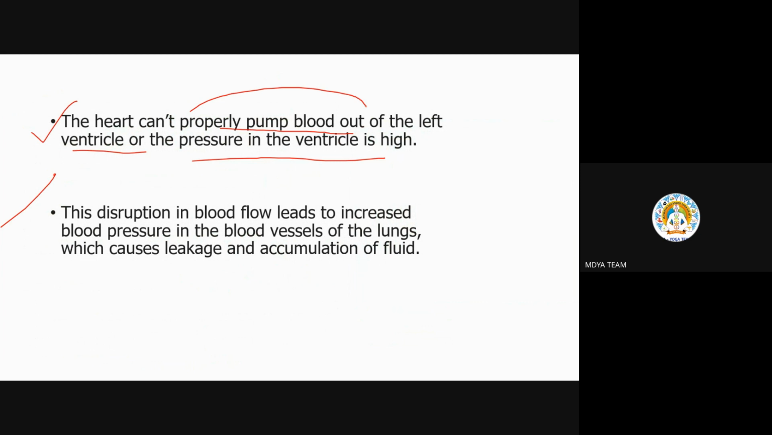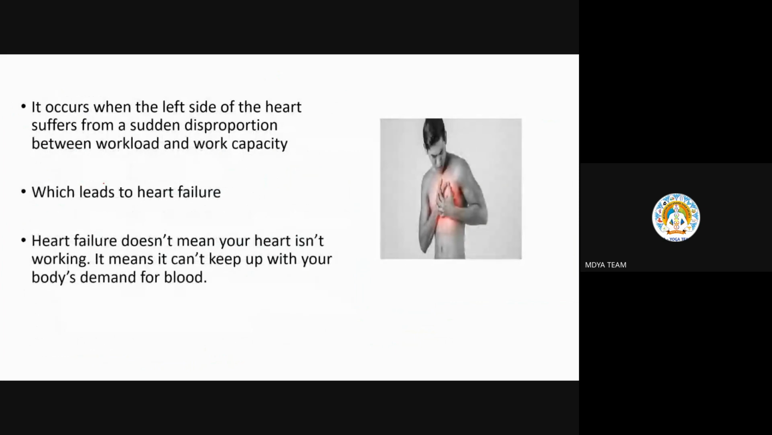Exact words are like this, they want to explain this thing. This disruption in blood flow, this imbalance in blood flow, leads to increased blood pressure in the blood vessels of the lungs. Blood pressure will increase, which causes leakage and accumulation of the fluid. I made you understand this in the before slide itself. Maybe this is very clear to all. If any doubt, you can ask. Okay, last we'll see this slide also, then you can ask your doubts.